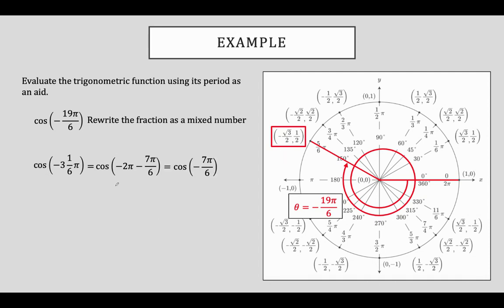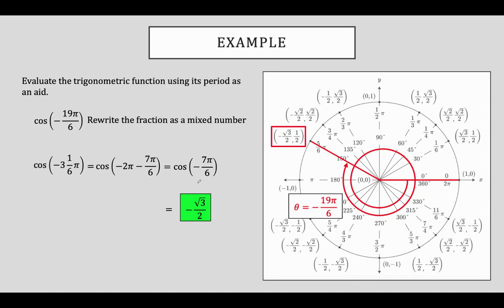So we can say that the cosine of negative 2 pi minus 7 pi over 6 is equal to the cosine of negative 7 pi over 6. Again, negative 2 pi brings us exactly back to where we started, so we don't even have to worry about it because of the period of our function. All right, and cosine, we need to identify the corresponding x-coordinate, which is negative root 3 over 2. And there you have it.